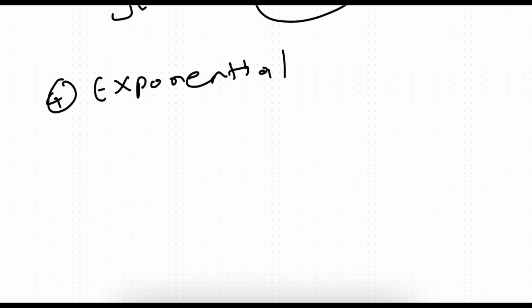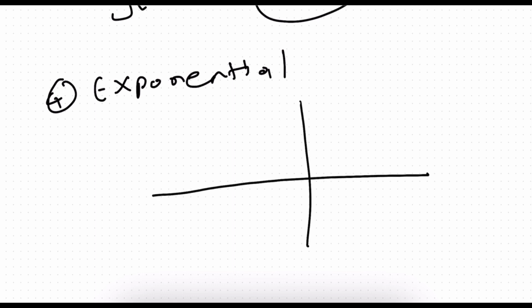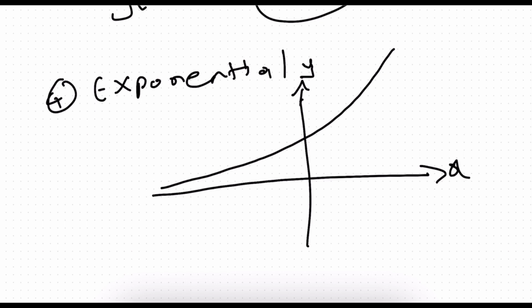When you plot your graph for the exponential function, which is our function type number 4, you need to know a few things, né? It is very, very, very easy. Your exponential function generally looks like this, né? Say this was your y and this was your x. It generally looks like that.